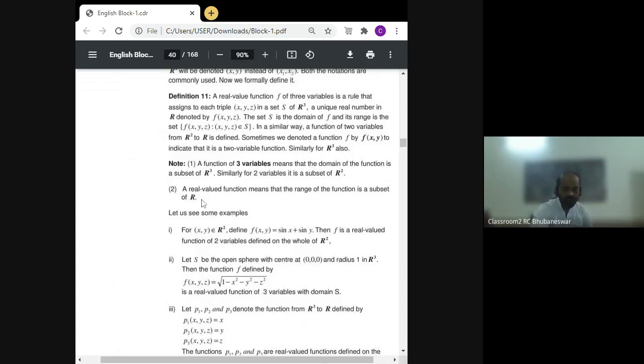Now look at the second point. In the second point, the real valued function means that the range of the function is a subset of R. Similarly, the real valued function of three variables also gives us a single result, a real number R. So that's why both the real valued function of two variables and three variables are said to be real valued functions, and that is a subset of R. That means the output is a subset of the set of real numbers R.